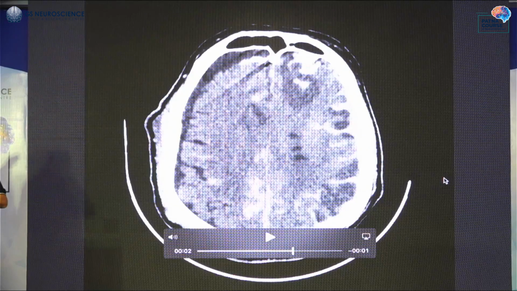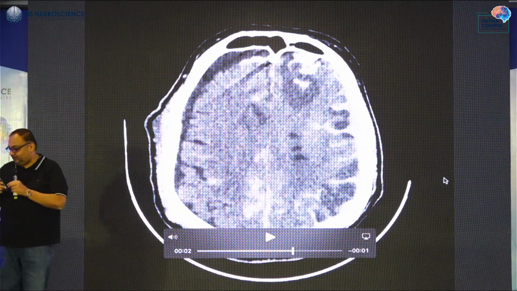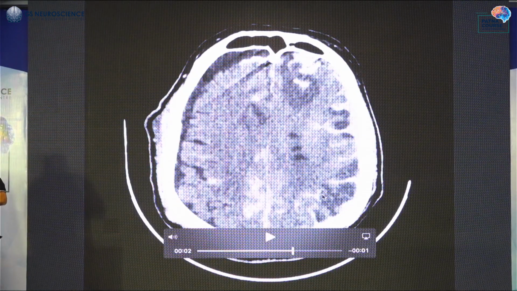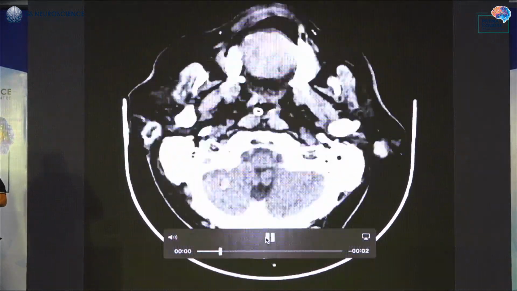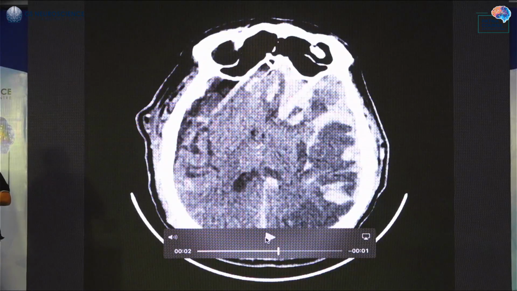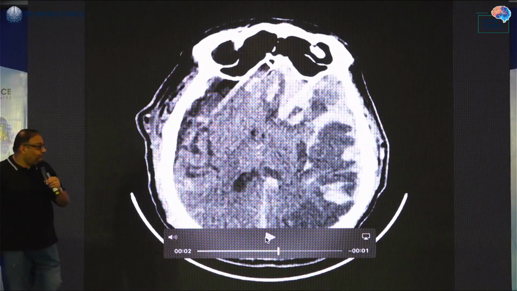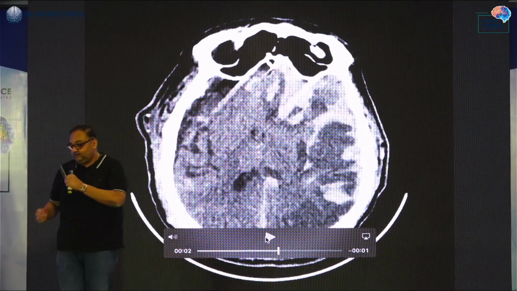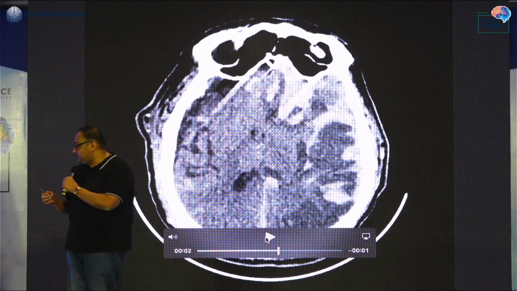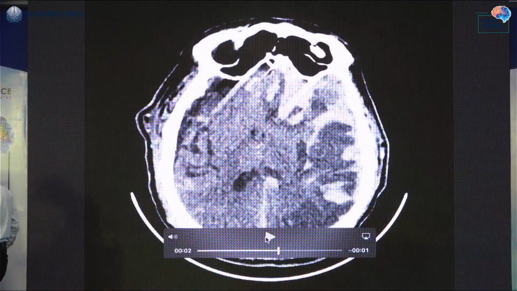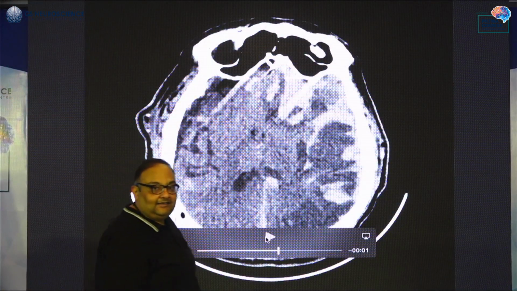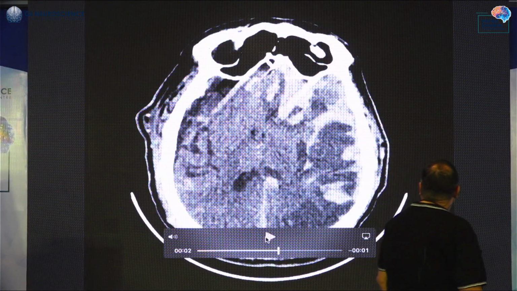Kaushik, what do you feel? See this, I'll run it once and then I'll stop it at the relevant place. So this was the case that we had. So what do you feel? Just collect your thoughts and tell me what you think this is. This was a patient. He was found unconscious at home, and this is what he came to us with.